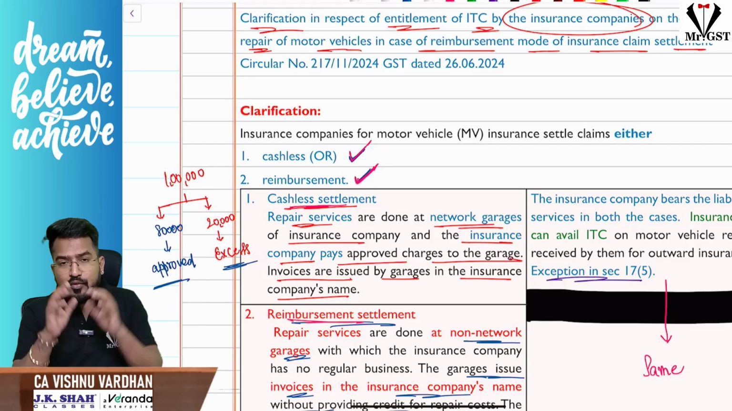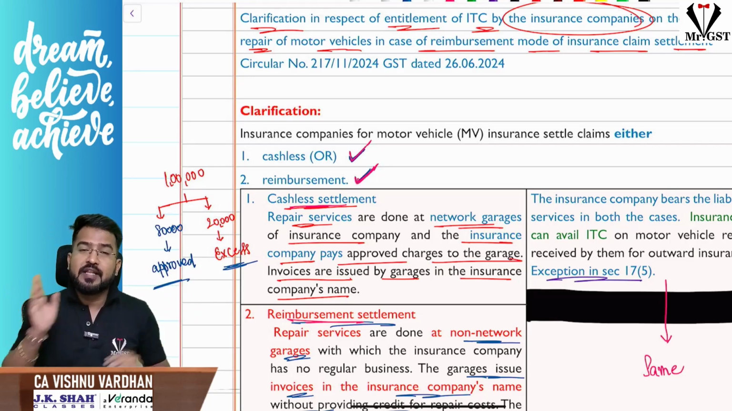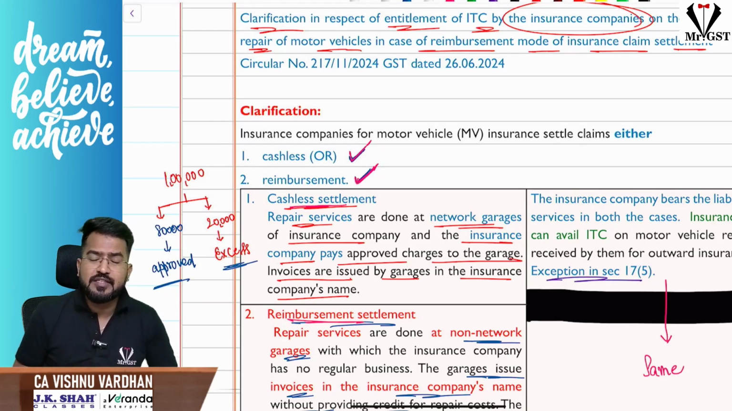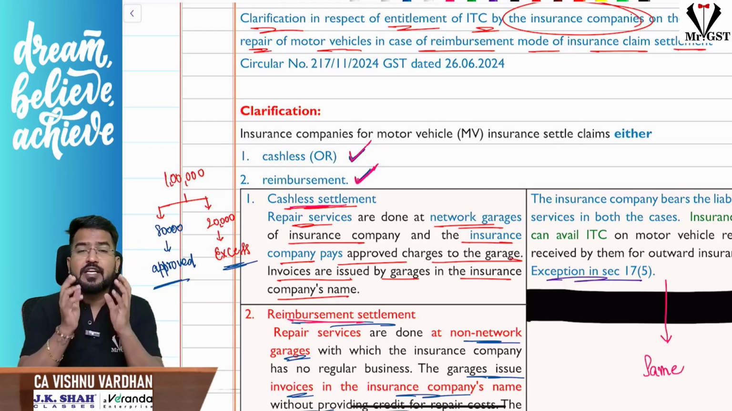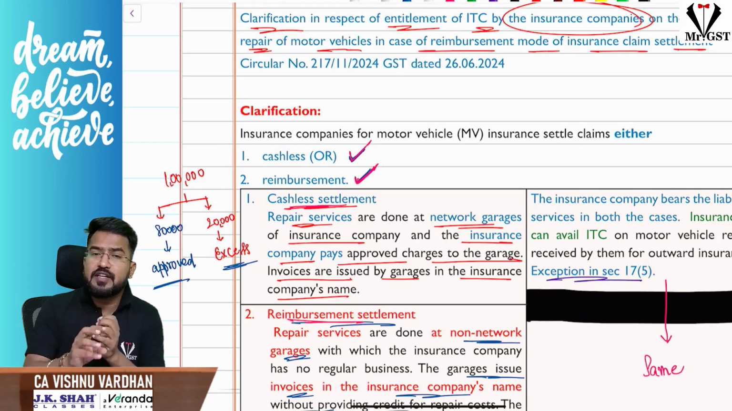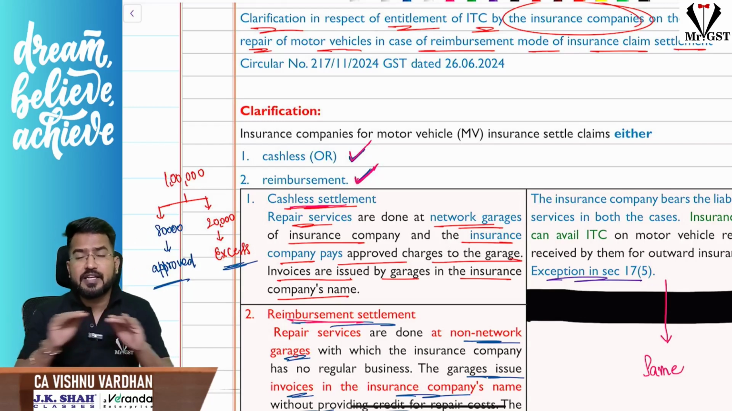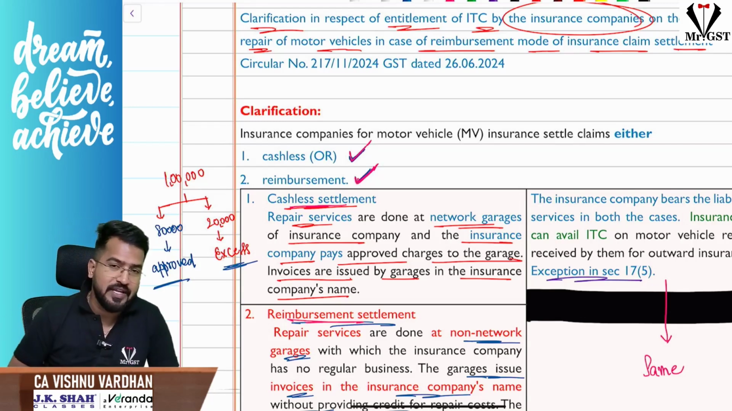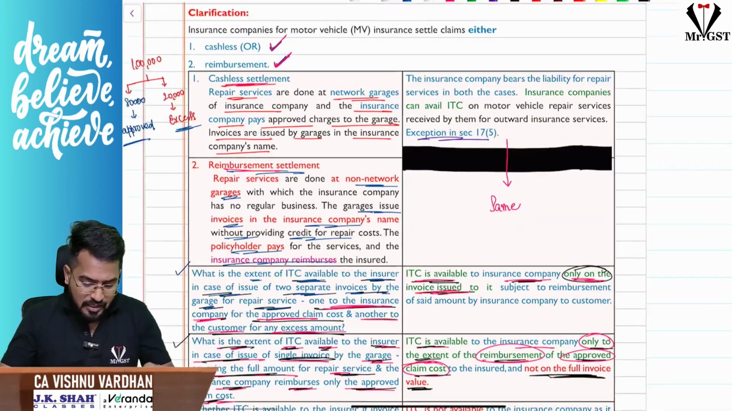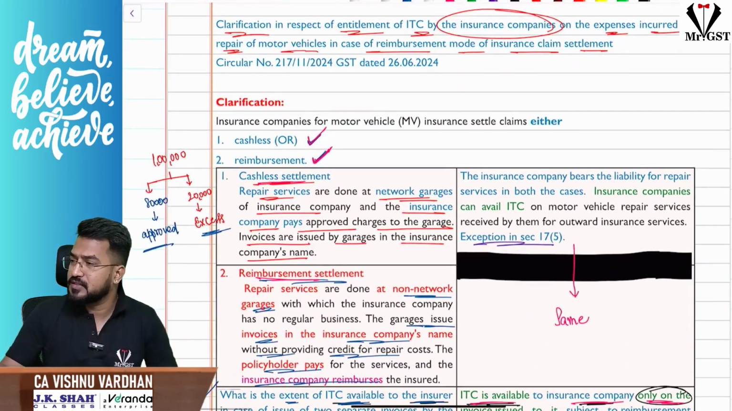But if the invoice itself is fully raised in the customer's name and not in the insurance company's name, then how will the insurance company take ITC? So the insurance company cannot take ITC if the garage's invoice for the repair and maintenance expenses is fully raised in the name of the customer. Even though the insurance company is reimbursing, it cannot take ITC because the invoice is not in its name. So that is another clarification with respect to insurance companies incurring repair expenses.